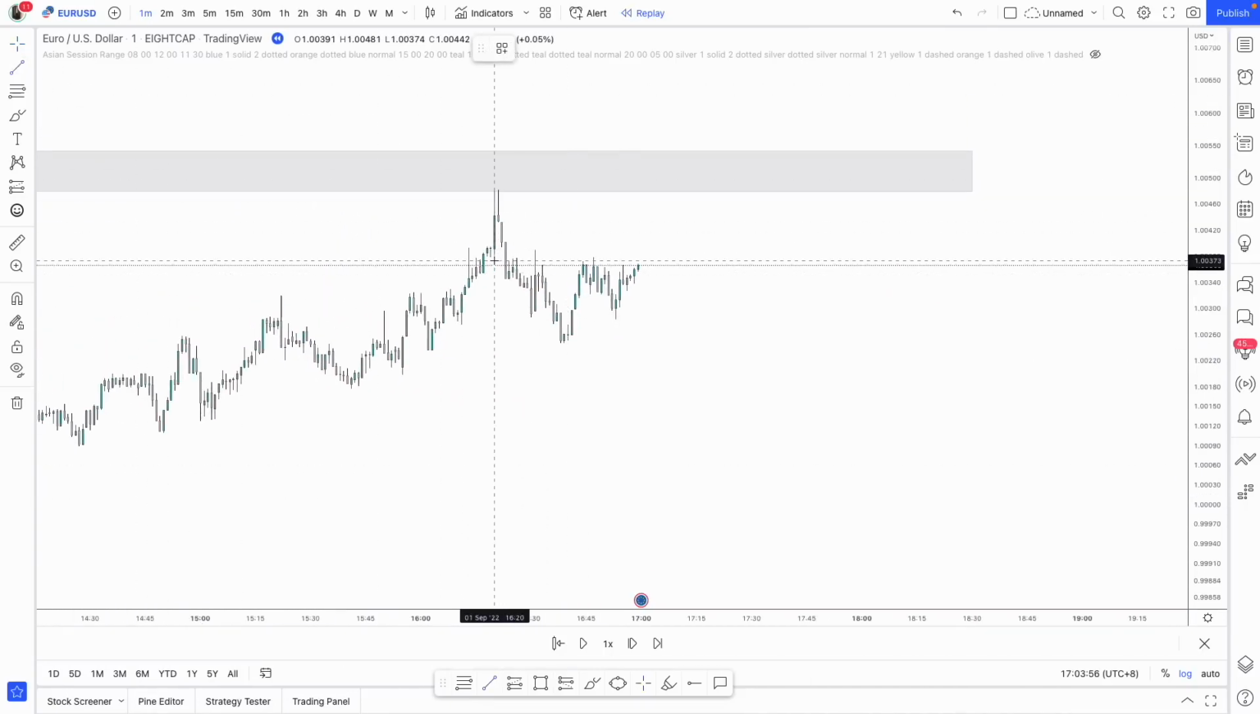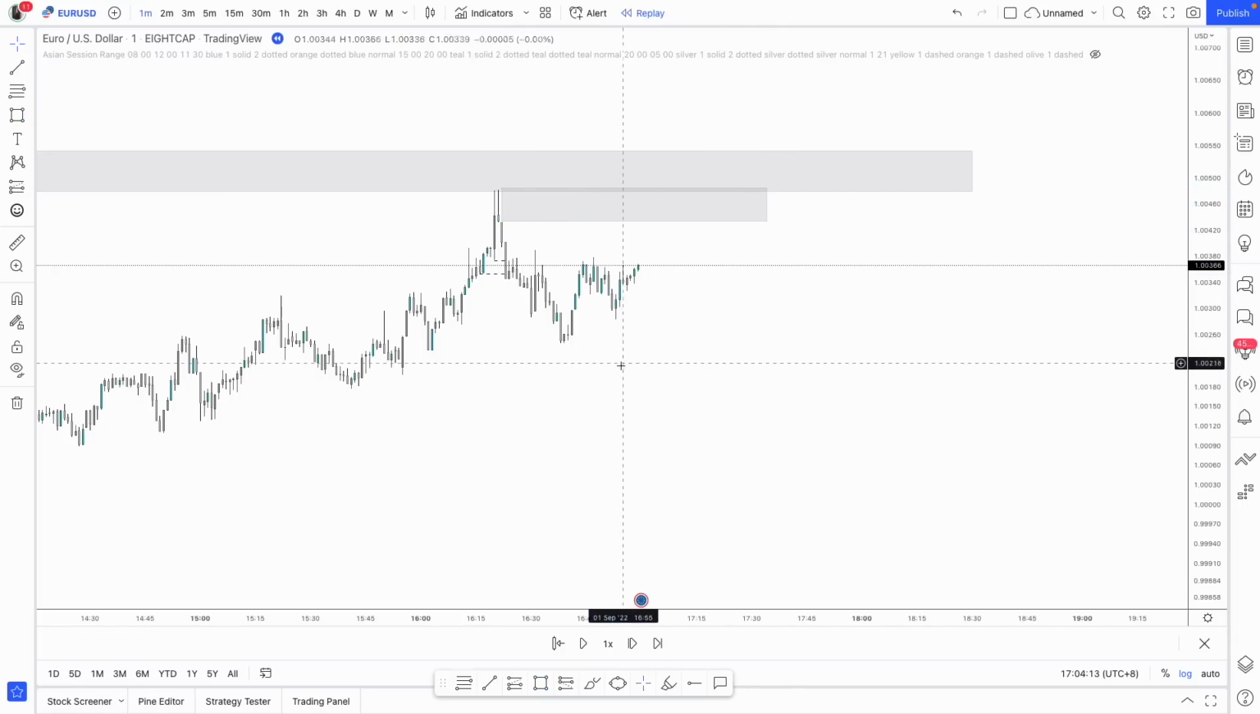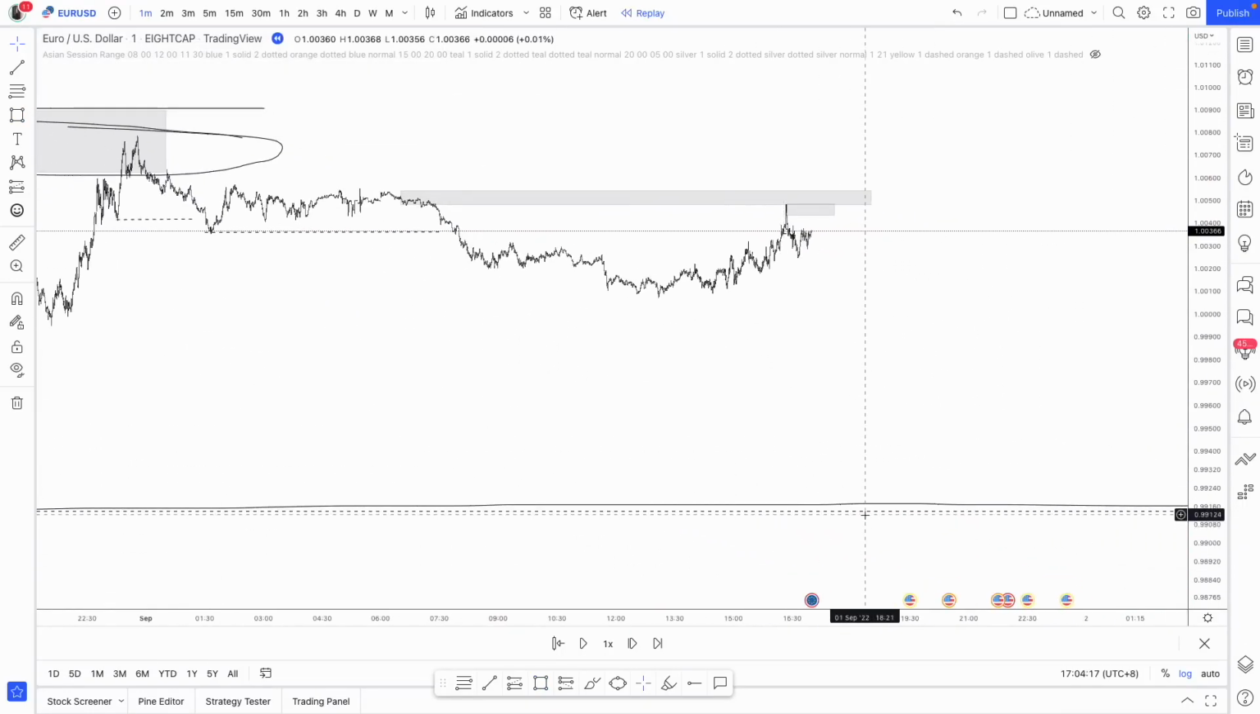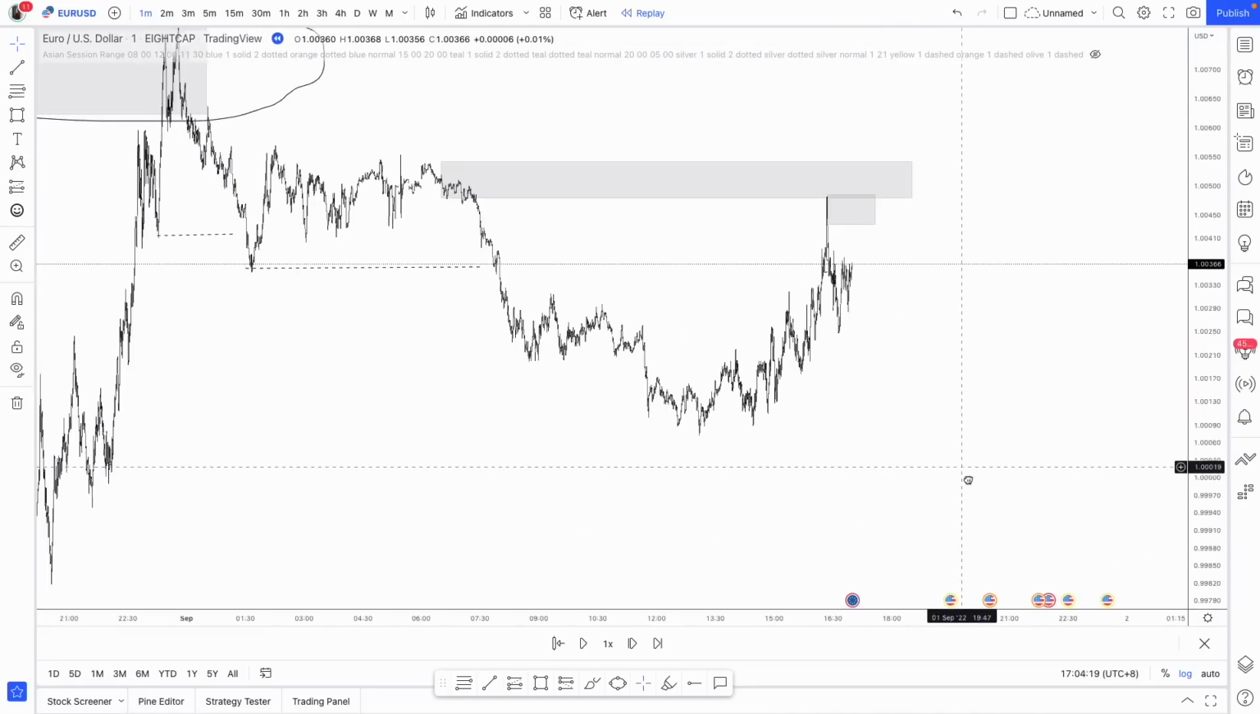Here is our change of character, or some may even say here. But essentially it's the demand zone that puts in the high that gets broken by the supply. We have our 1 minute order block. This is where we are going to take our entry from and target all the way down here to our 15-minute swing low.